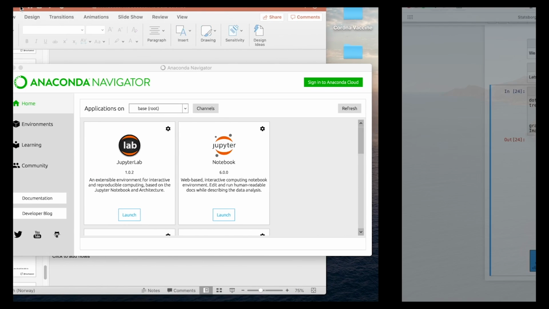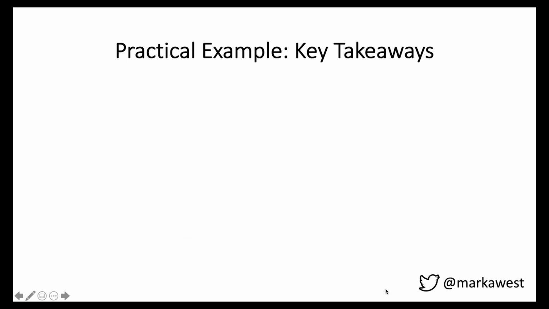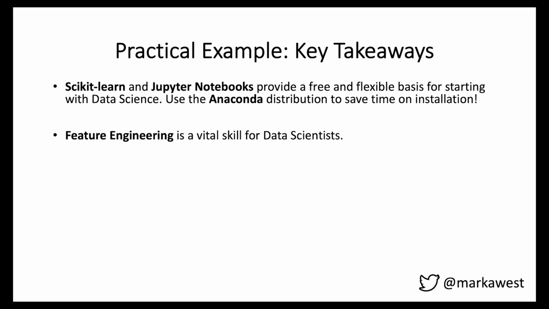Okay, so let's go back to the presentation. There are just a couple of things I want to follow up with in the last part, some takeaways. Scikit-learn and Jupyter Notebooks are very good for all kinds of machine learning. If you want to download this stuff really quickly, you can use the Anaconda distribution, so you don't have to download lots of separate open source stuff. The Anaconda distribution will take care of all of the different versions for you. Feature engineering, as you probably saw, is a vital skill for data scientists. If you can't do feature engineering, you're not going to get very far.